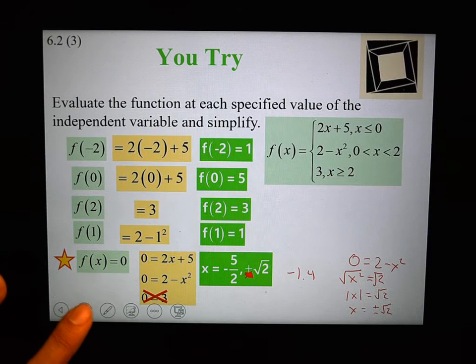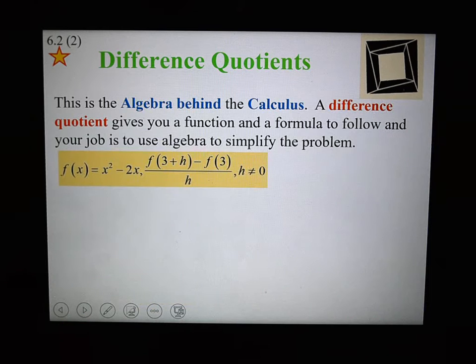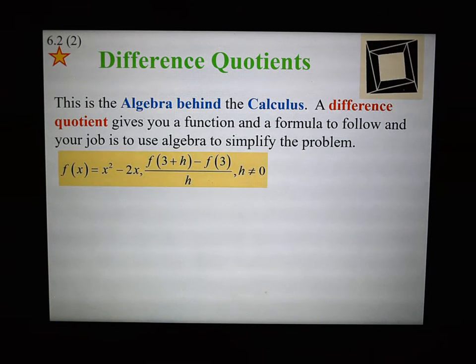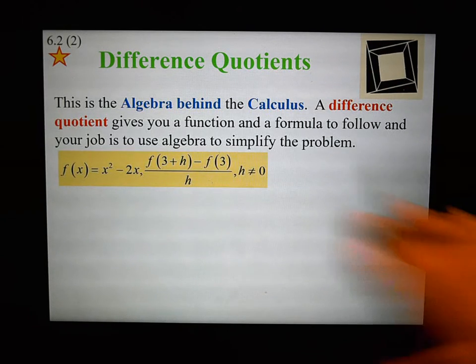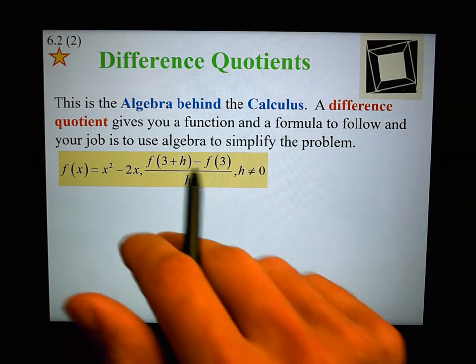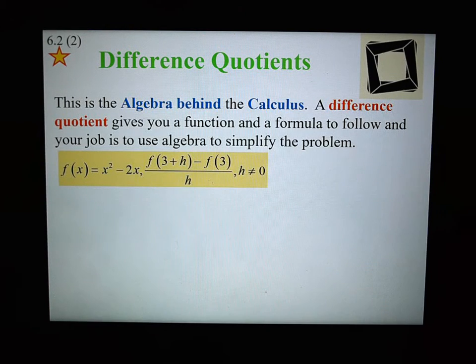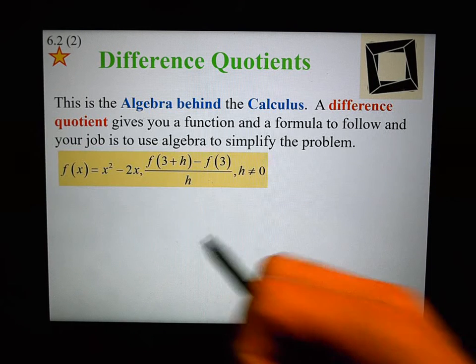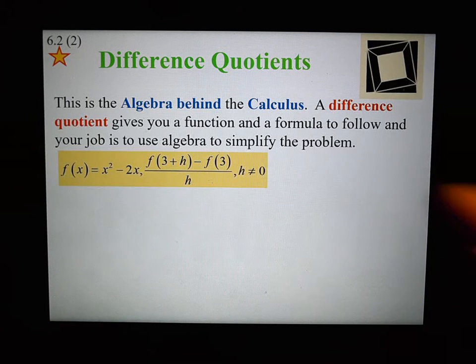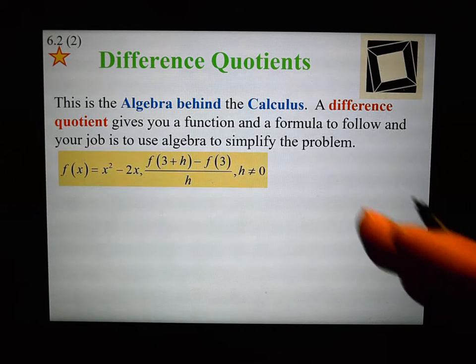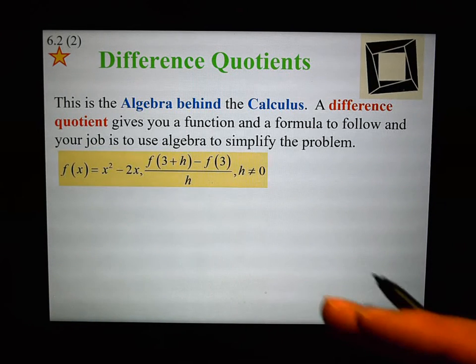I don't know what's going to happen with this one since I drew on it. Difference quotients. This is the algebra behind the calculus. Literally, you are going to see difference quotients now, and you are going to see them later as well. You're going to see them on this test. This is my favorite review problem to put on future tests, just so you're aware. You will also see it in Calculus Chapter 1 and Calculus Chapter 2 as well.